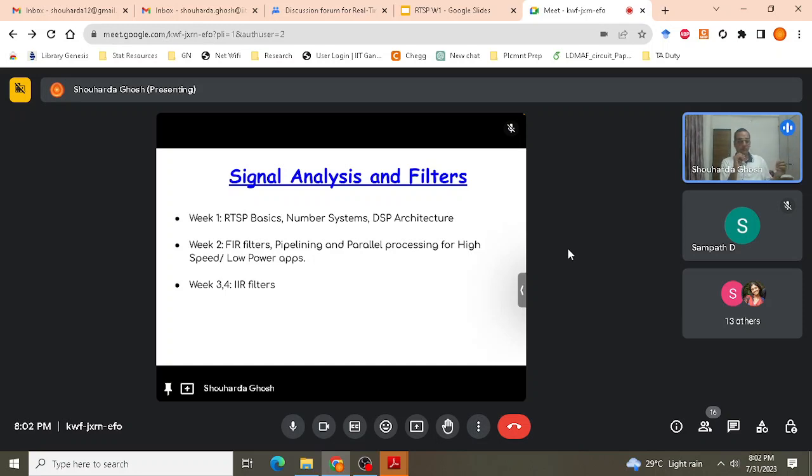Whenever you run your MATLAB codes in a processor, you have to go through these five-stage instruction processing cycle: fetch, decode, execute. Okay, so these were discussed. We will also be reviewing the slides once again. In week 2 we'll be talking about FIR filters.